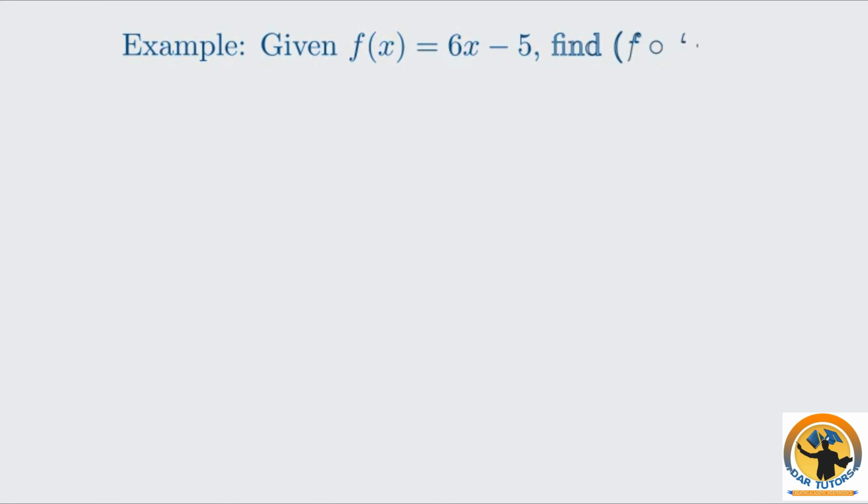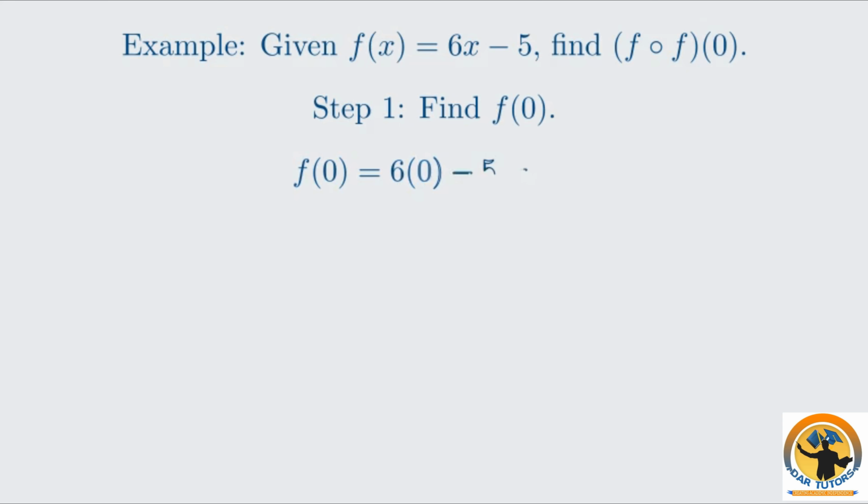Let's try another one. Let's find f(f(0)). This is a composite function of a function with itself. Again, we work from the inside out. First, find f(0). Substituting 0 into f(x) gives 6 times 0 minus 5, which is -5.